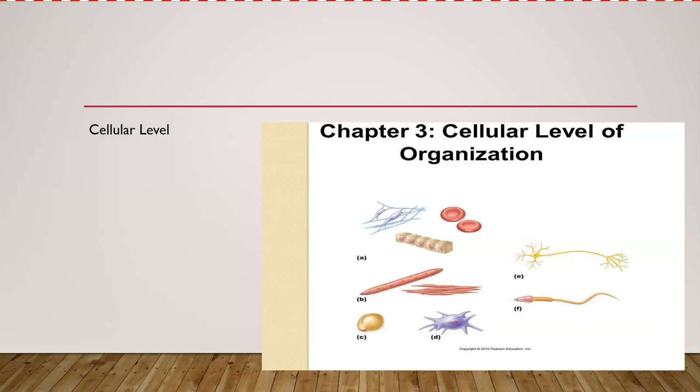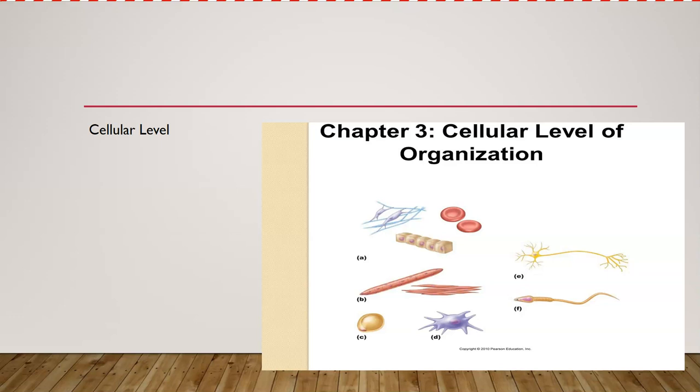We have E, which is a nervous cell, and of course its big role is to carry messages from one area of the body to another. F is actually a sperm, which is part of the reproductive system that ensures the continuation of our organisms, or as human beings. So we've gone from the chemical level to the cellular level.